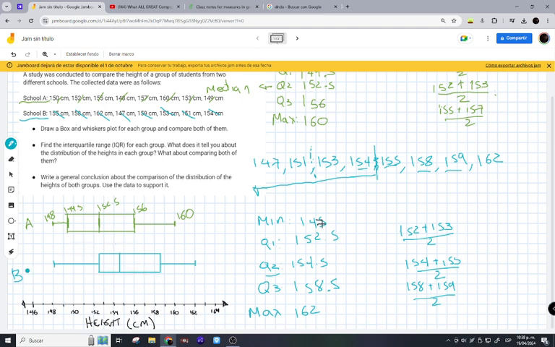Don't forget to label. Excuse me, I made a mistake, because this is in 148 and it should be 147. So let's actually correct it.